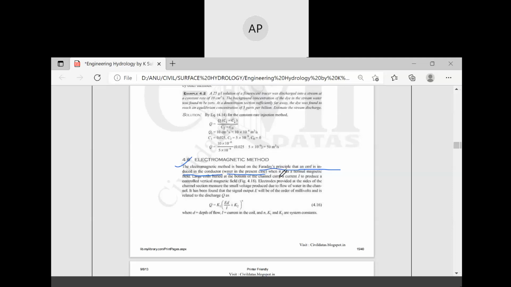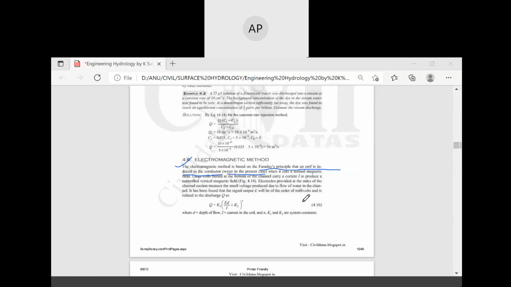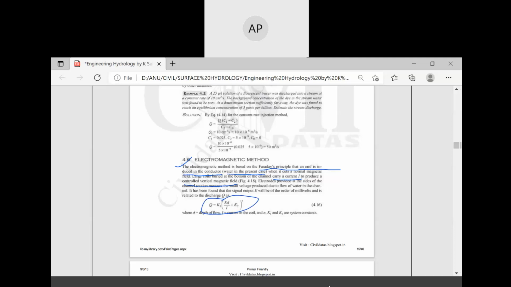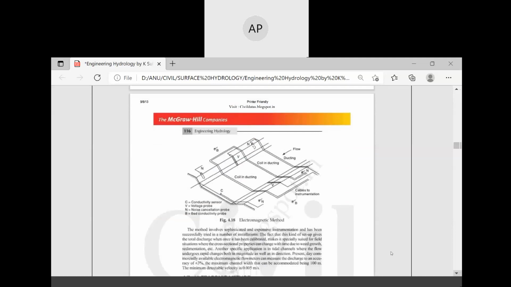When it cuts a normal magnetic field, large coils buried at the bottom of the central channel carry a current I to produce a controlled vertical magnetic field. Electrodes provided at the sides of the channel section measure the small voltage. So if Q is the discharge, this is the formula for finding the discharge. Okay, this is the electromagnetic method.